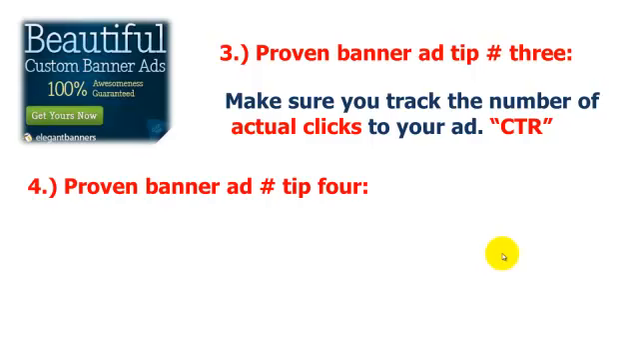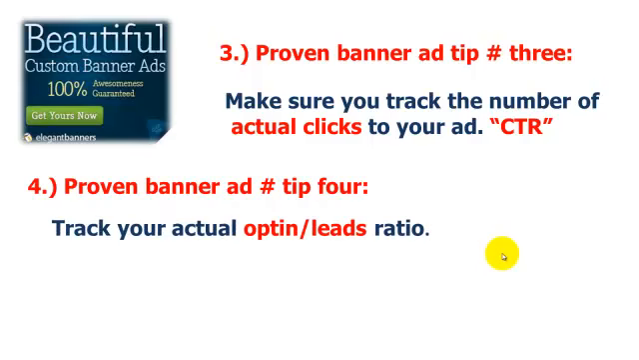Here's proven banner ad tip number 4. You've got to track your opt-in to leads ratio. To piggyback off those last numbers, 1,000 people actually click through, and now they're at hopefully your lead capture page. Let's say out of those 1,000, 200 people actually join your list. Take the 200 divided by the 1,000, you should get 0.2 or 20%. So your actual opt-in ratio is 20%.